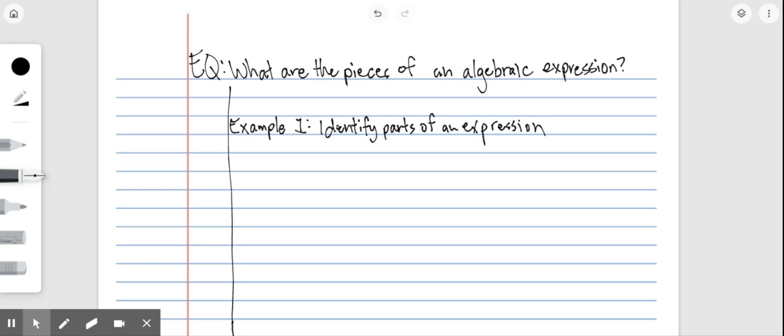All right, beautiful people. Today we are talking about the essential question, what are the pieces of an algebraic expression? We're going to go through two different examples. So example one, we're identifying parts of an expression.